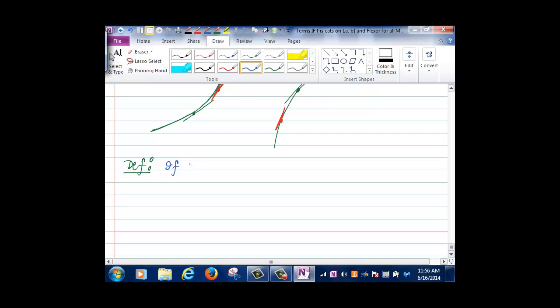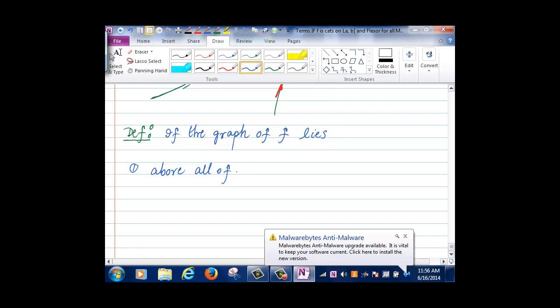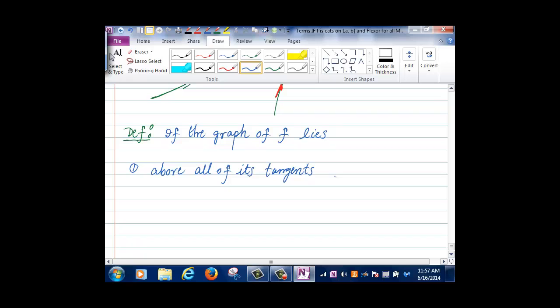If the graph of f lies, number one, above all of its tangents on an interval I, then we say f is concave upward on I.